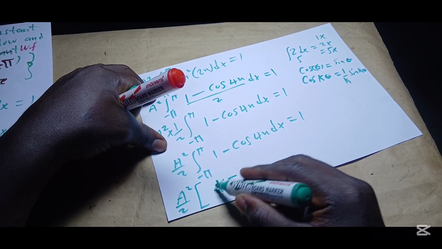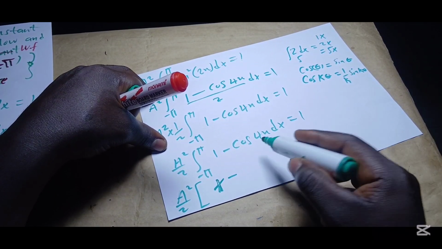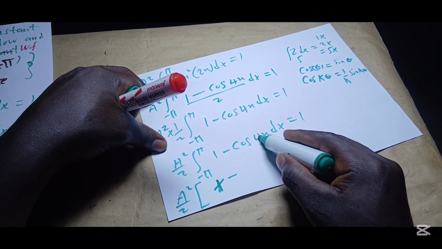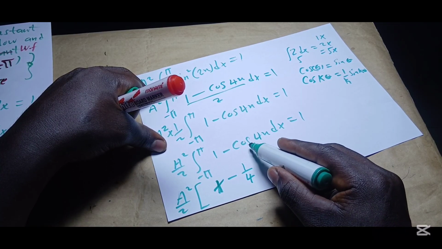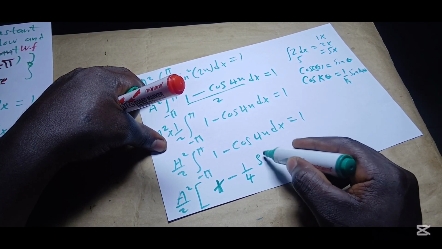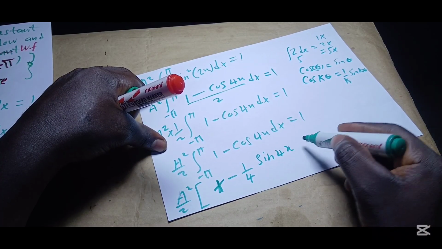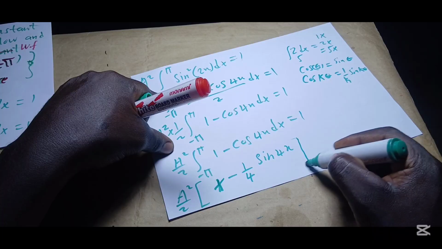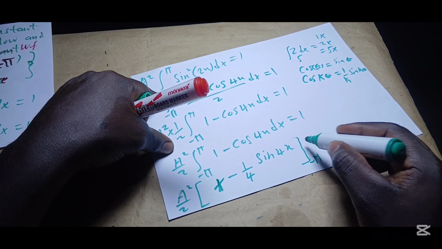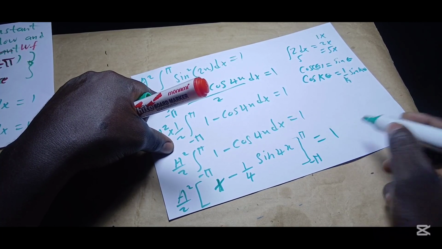So minus, integrating this, we have a constant here, 4, and we are integrating cos. Then it becomes one over 4 sine of 4x. The limit of integration is from negative pi to positive pi, and that equals 1.